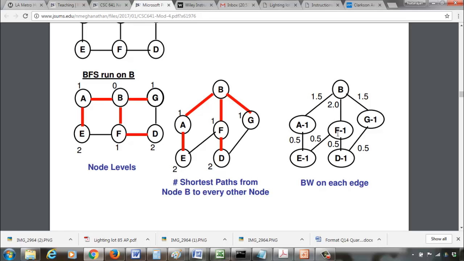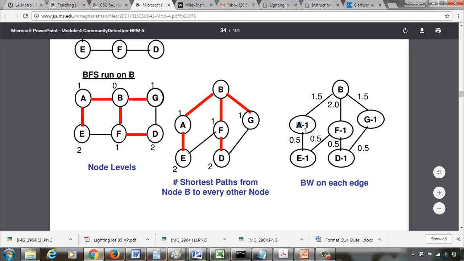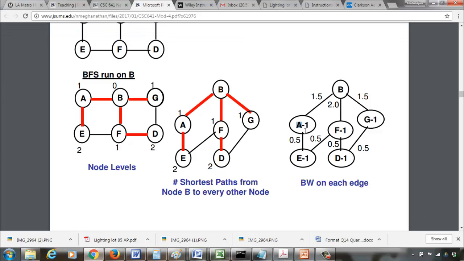So F gets 0.5 from D and another 0.5 from E. It combines them, which is 1, and adds its own 1 unit of flow and sends the 2 units of flow to its predecessor, which is B. So B gets 2 units of flow from F. On the other hand, A gets 0.5 units of flow from E, which is the only descendant for A. So it combines that with its own 1 unit of flow, so it is 1.5, and sends that 1.5 units of flow to B. Similarly, G combines its 0.5 units of flow from D, which is the only descendant for G, with its own 1 and sends that 1.5 to B. So B gets 1.5 from A, 2 from F, and 1.5 from G.